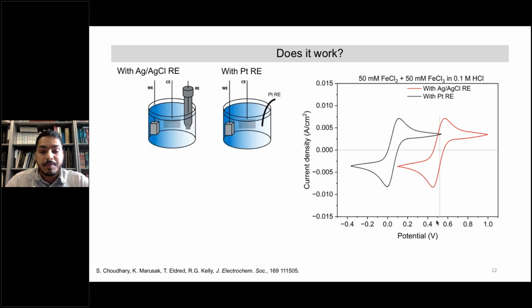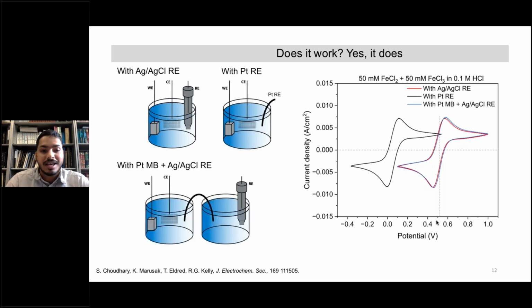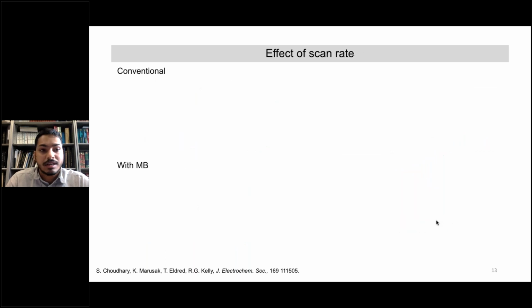If you use platinum as reference electrode, there is no difference in the shape, but you can see there is a significant shift. And now, instead of using platinum as your pseudo reference electrode, if you use it as a metal bridge, you get exactly identical result as what you get in your conventional setup. So this is crazy. Now let's see what is the effect of the scan rate.